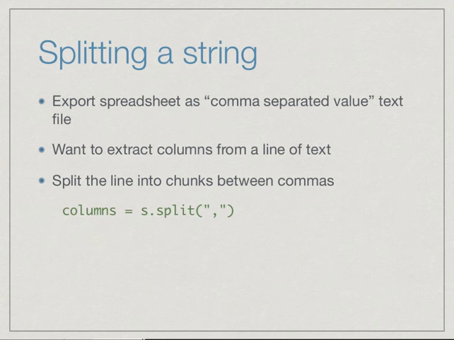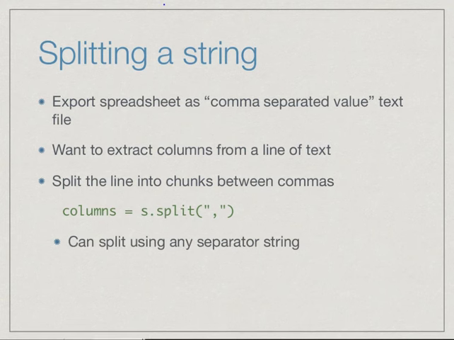So up to the first comma is the first thing. Columns is just a name that we have used; it could be any list. The first item of the list will be up to the first comma, then between the first and second comma, and so on, and then finally after the last comma. So comma in this case is not a very special thing. You can split using any separator string.